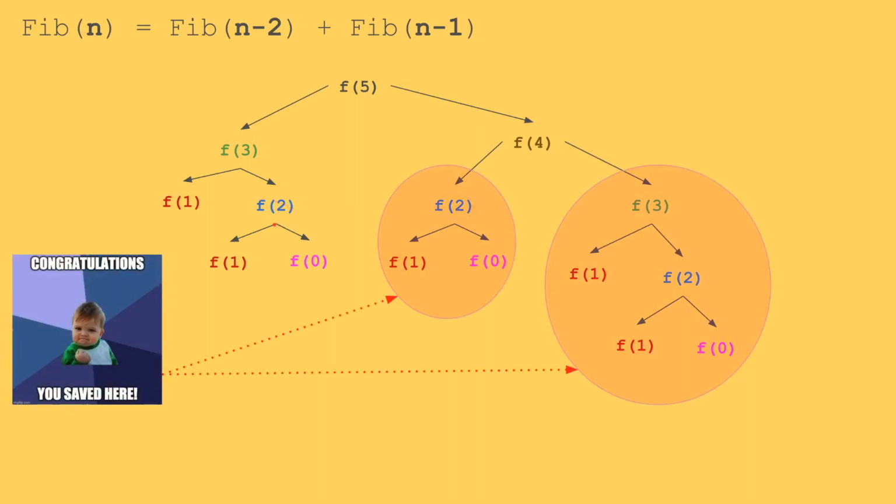but now using memoization, you can see that because we calculated f of 2 previously, we don't have to recalculate it here. And because we calculated f of 3 previously here, we don't have to recalculate it here. That means using memoization, we are being saved from exploring these two tree branches.